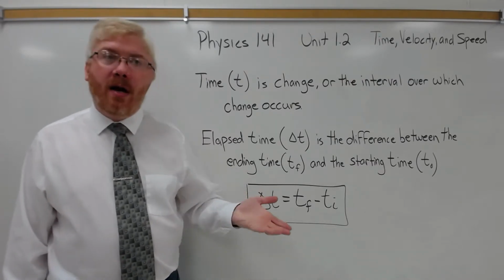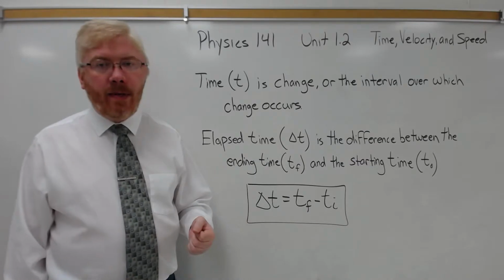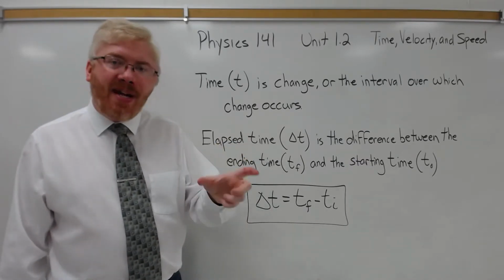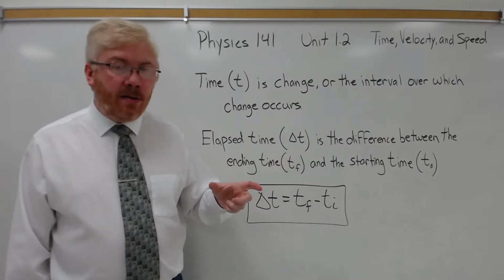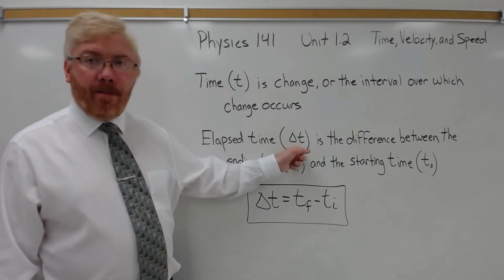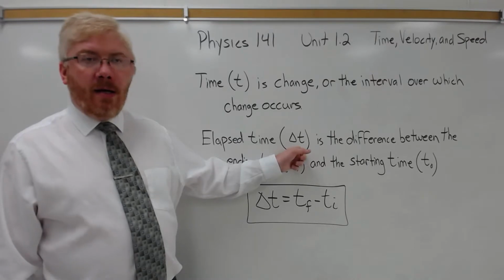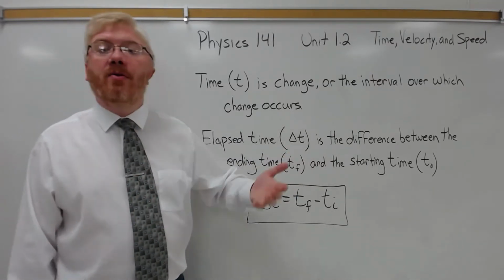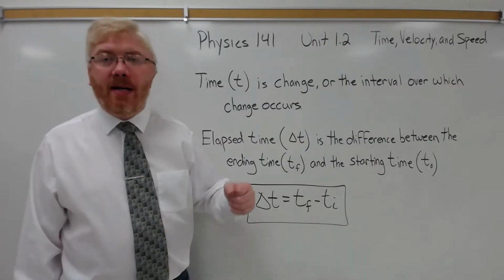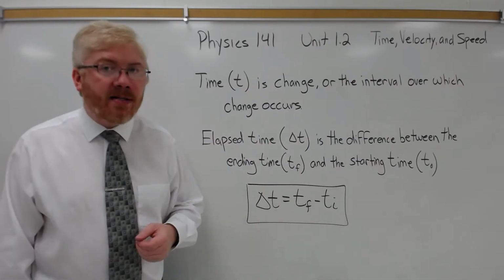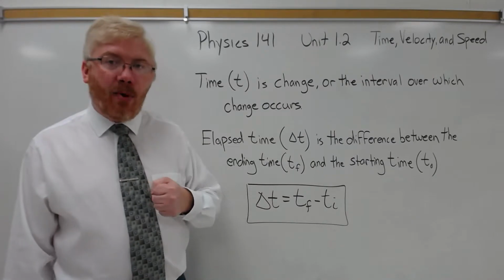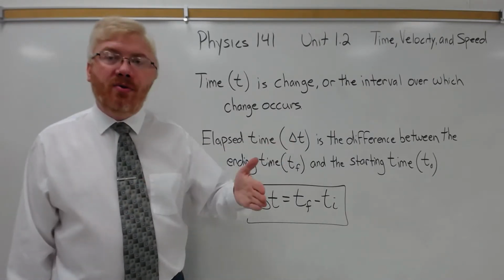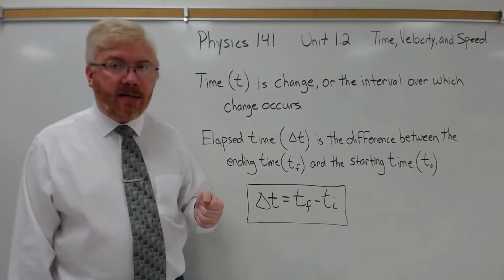Initial time, t naught. Final time, t sub f. The amount of time between two events is called the elapsed time. So when you start a stopwatch, or when the gun goes off and the Olympic sprinters race down the track, until the first person crosses the finish line and the stopwatch is stopped, that's the elapsed time between those two events, the start of the race and the end of the race.